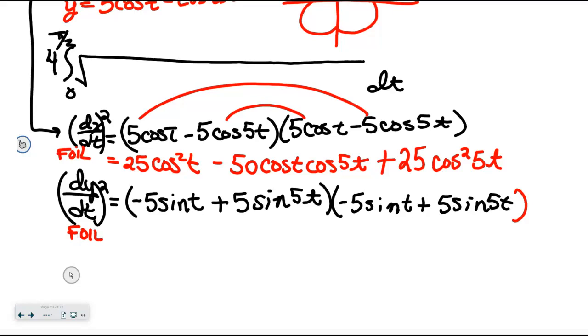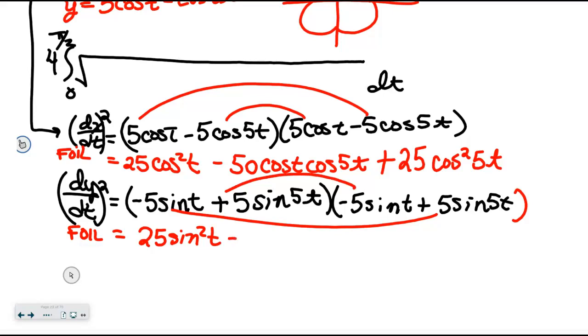At this point, I'm just FOILing. It just looks way uglier than FOILing from your algebra days. So on my first, I have a 25 sine squared. Not so bad. Outside and inside, again, are going to be minus 25 of those and another minus 25 of those. So again, I have a minus 50 of these.